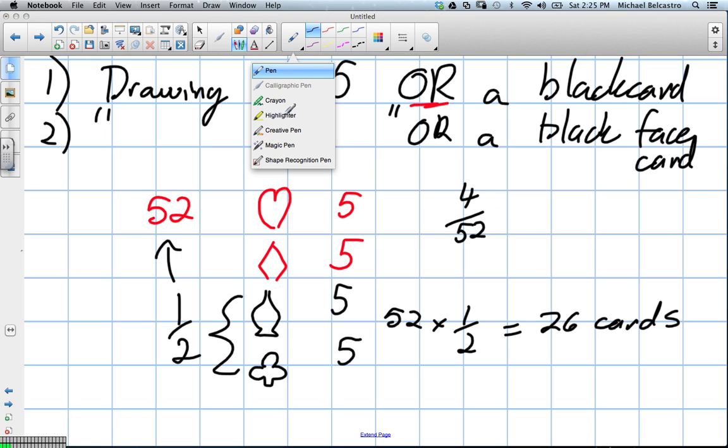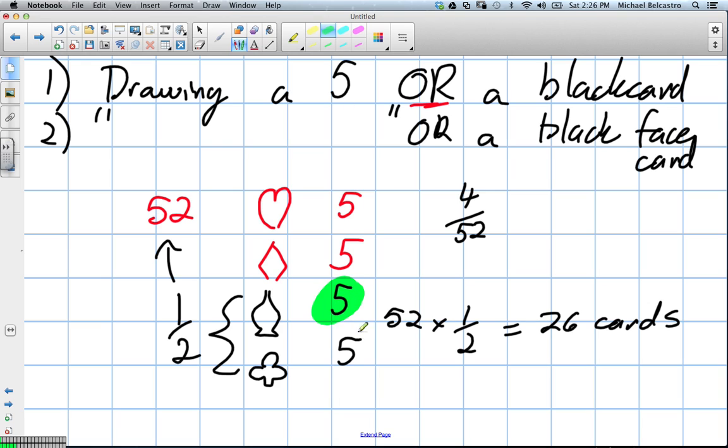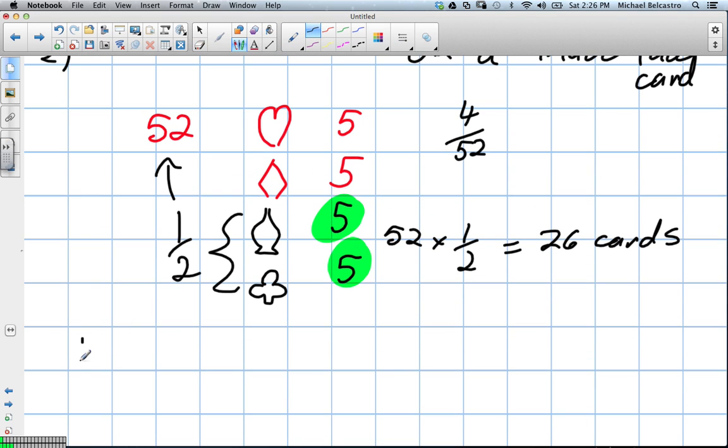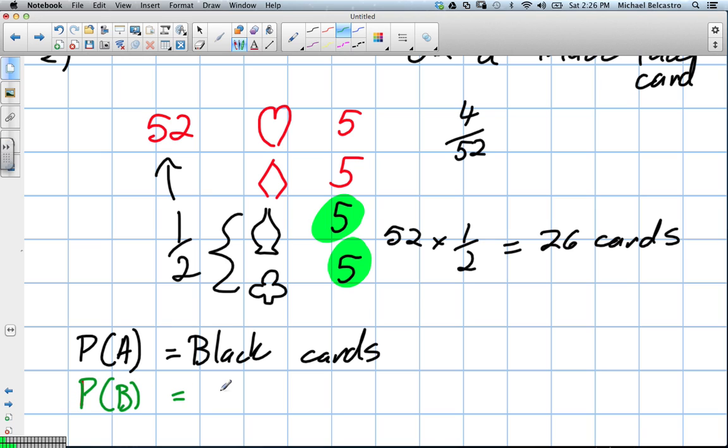But the problem is we have overlap, right? Just like if we were to draw a Venn diagram, you can draw a black 5, and we don't want to double count those when we go through this. So when we're going through this probability of non-mutually exclusive events, what we'll call this is we'll say probability of A is black cards, and probability of B, I'll do it in green so we don't get confused with red. Probability of event B is number 5.